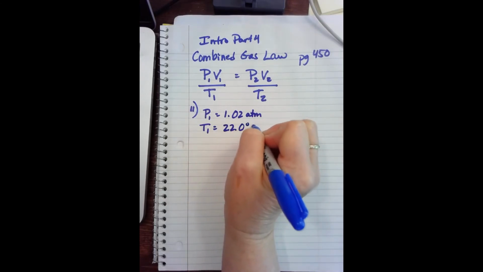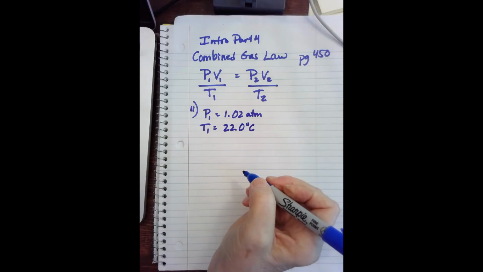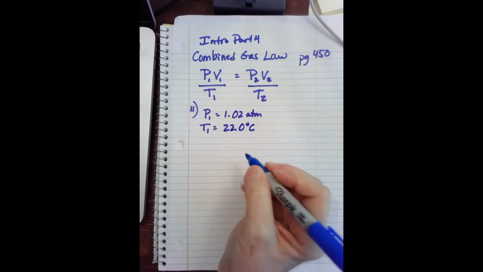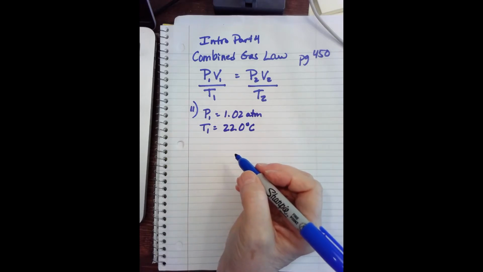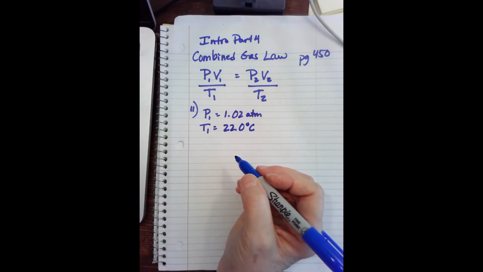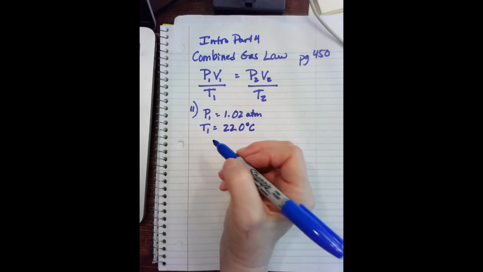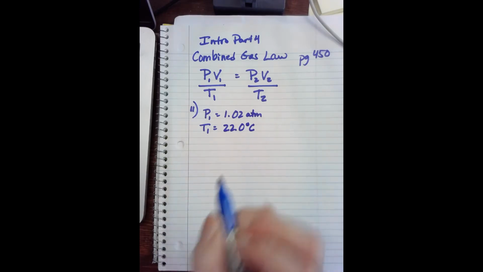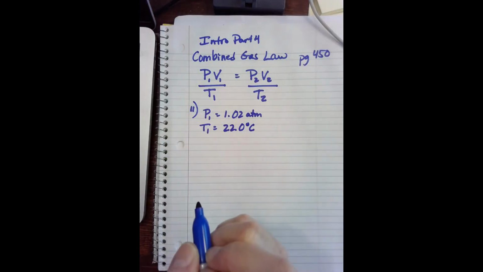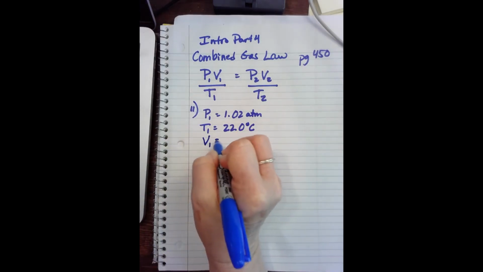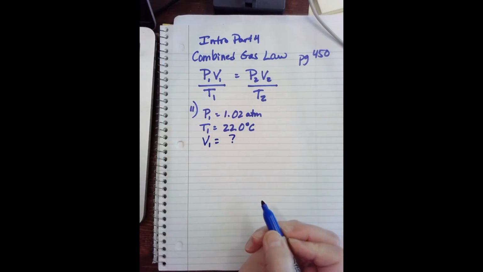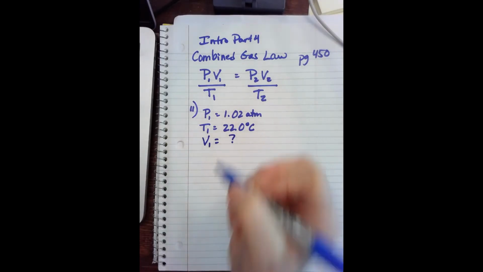22 degrees Celsius. The syringe is placed in a boiling water bath at 100 degrees Celsius, and the pressure is increased to 1.23 atm by pushing the plunger in, which reduces the volume. Okay, so now let's read. What was the initial volume? So you see here that means we do not know V1. Initial volume means what did the volume start out at?